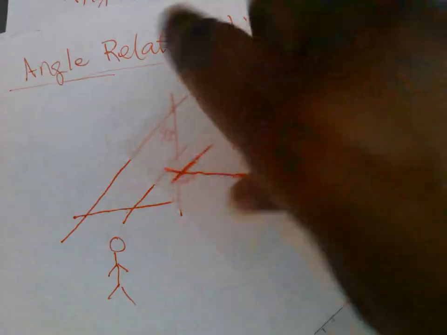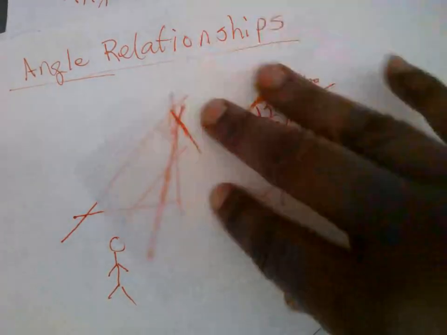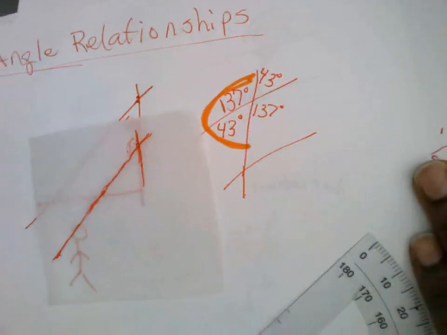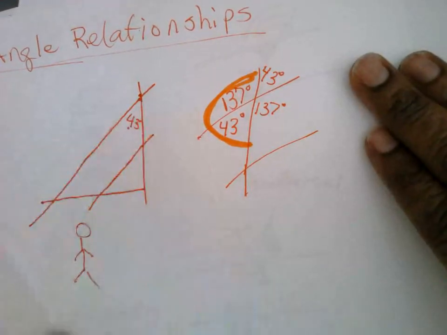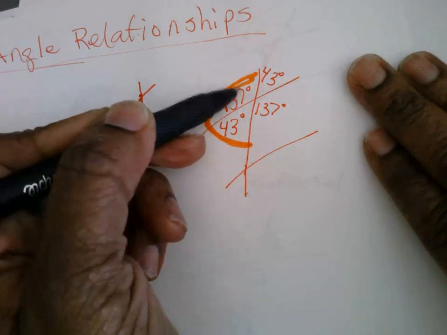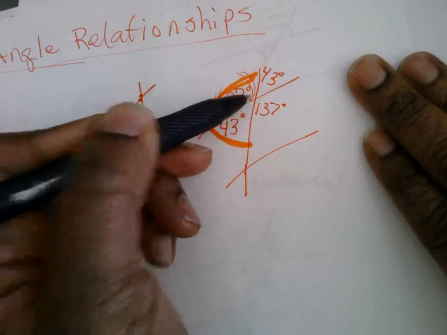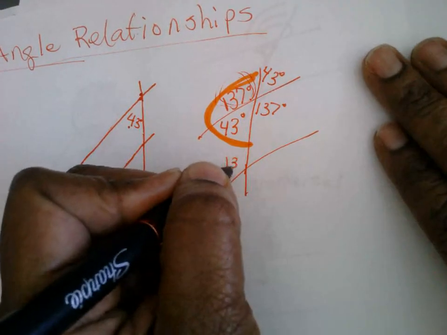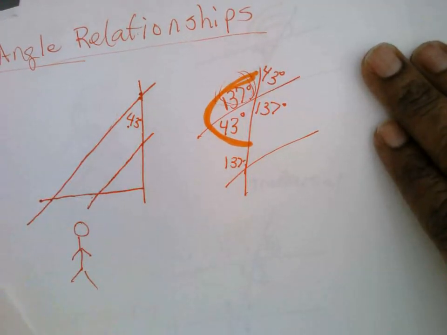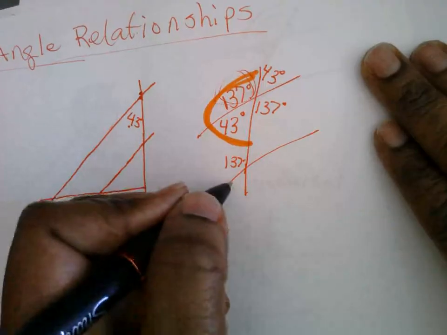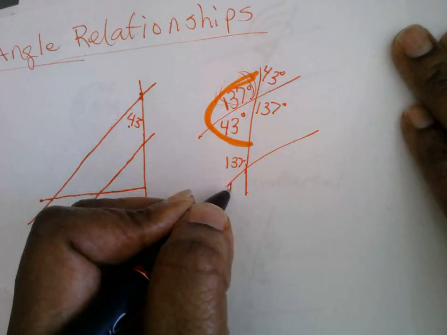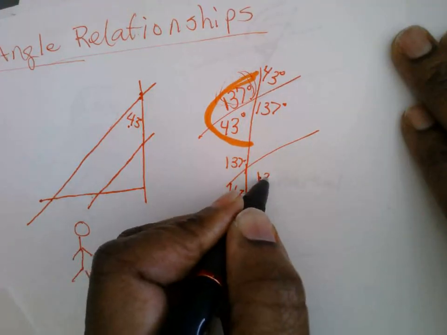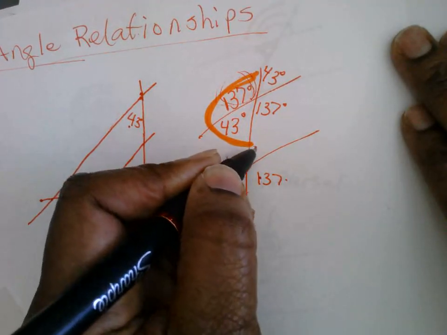Remember we had this patty paper and we drew this angle and then we translated along this line. With that in mind, I want you to make sense of what I'm about to write. If this angle is 137 and I translate along this line, this angle becomes 137. This one is 43, this one is 137, and this one is 43.